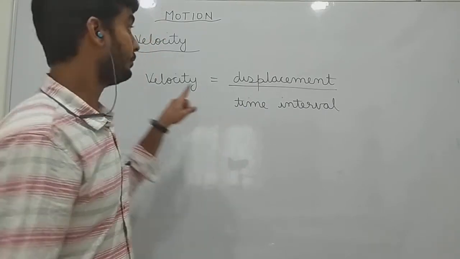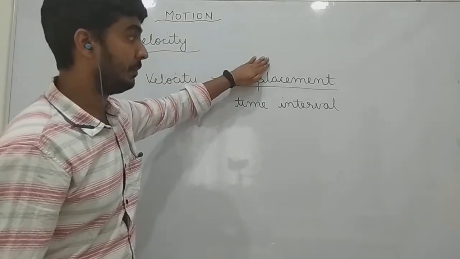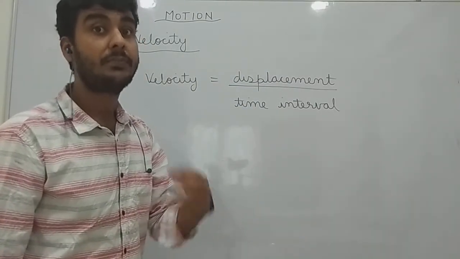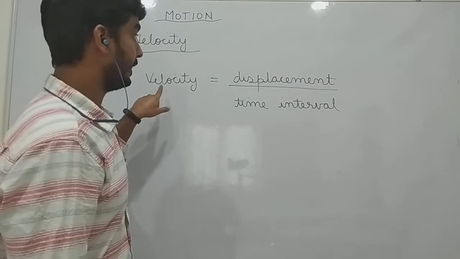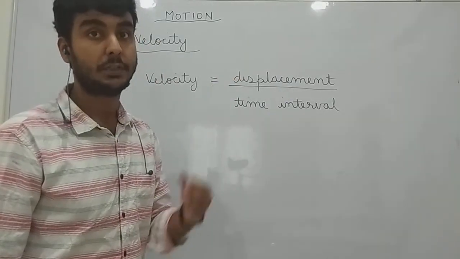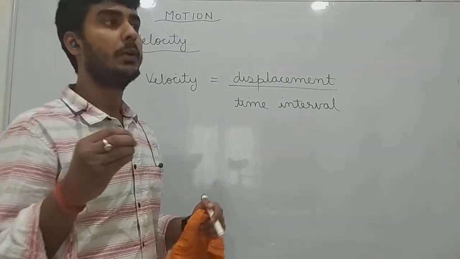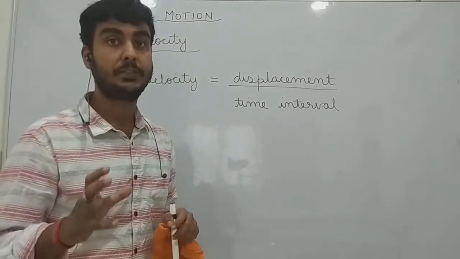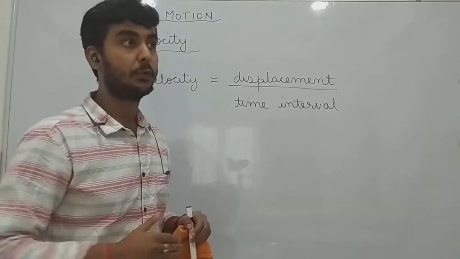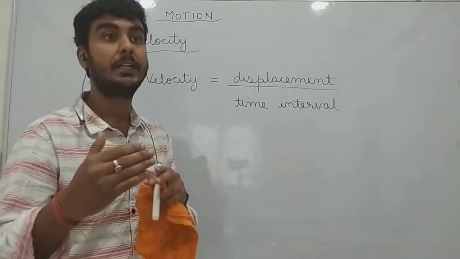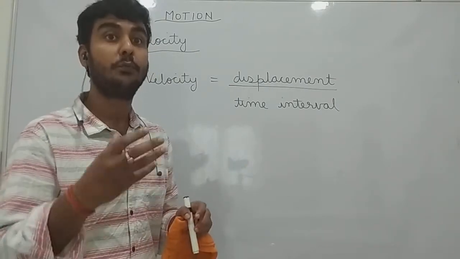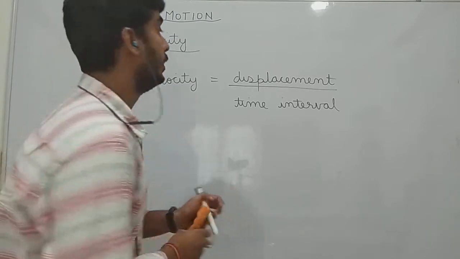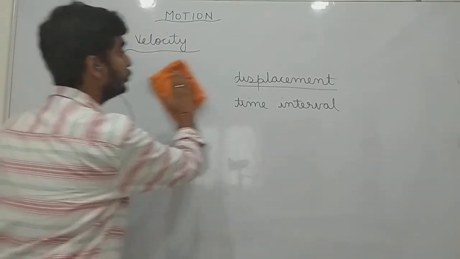Remember this. Velocity is displacement divided by time interval, and the direction of velocity is the same as the direction of displacement. Now there is one very popular set of questions which will be asked from this topic of velocity, and they are asked using graphs. What type of graph? Position time graph. So let us see velocity with the help of a position time graph.